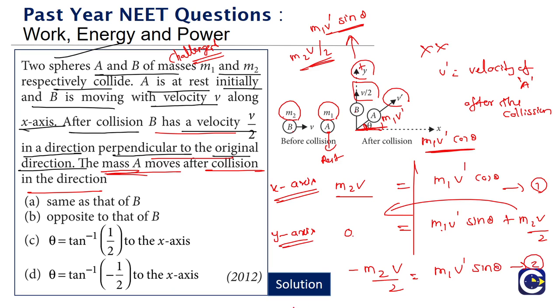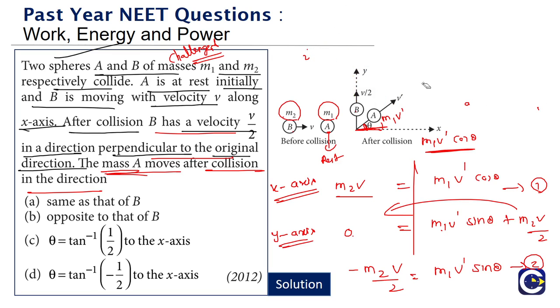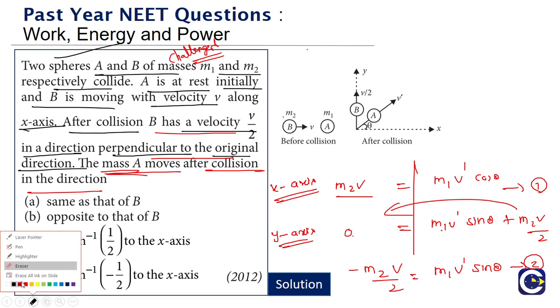So we have two equations. Now we are not interested in knowing what the v dash value is. We are only interested in knowing theta, because that is what is asked in this question. They are asking in which direction the sphere A will actually move.